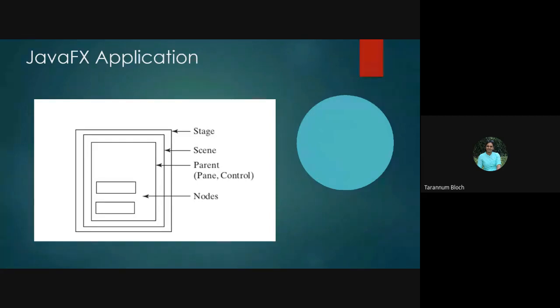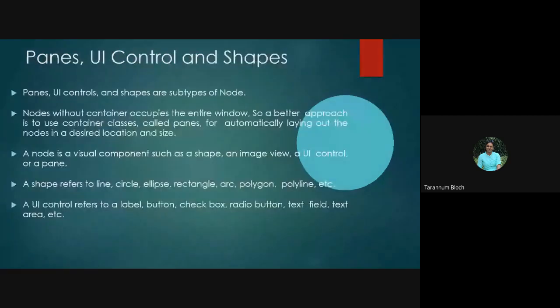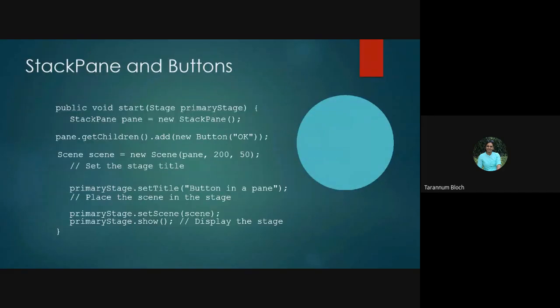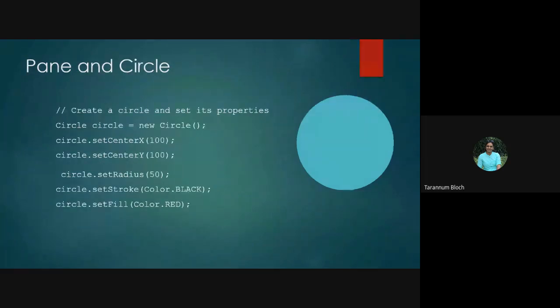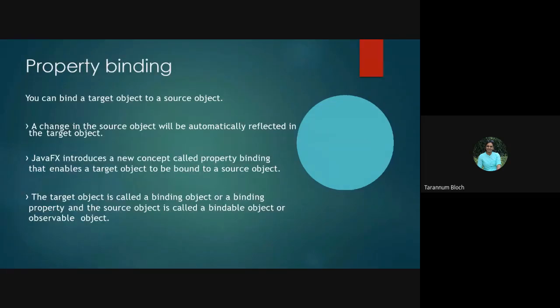So last lecture we discussed something like this. We say the stage is a window where we create a scene and we have a parent control in which we will add the child node, right? And we said parent control could be any control or it could be any pane. And then we discussed various panes, UIs, and shapes. From that, we started our discussion with the stack pane, right? And we added a circle in it.